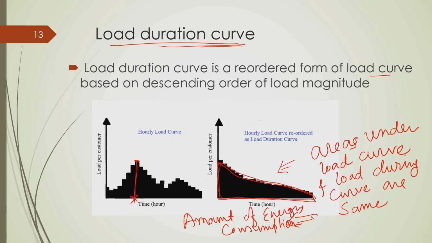Similarly, the area under the load curve and the area under the load duration curve will be the same in magnitude, and this represents the actual energy consumption. If you divide by the duration, for a daily load curve this duration will be 24 hours. If it is a yearly load curve, the duration will change accordingly. So, for a daily load curve, if you divide by 24 hours, whatever value you get will be the average load demand.